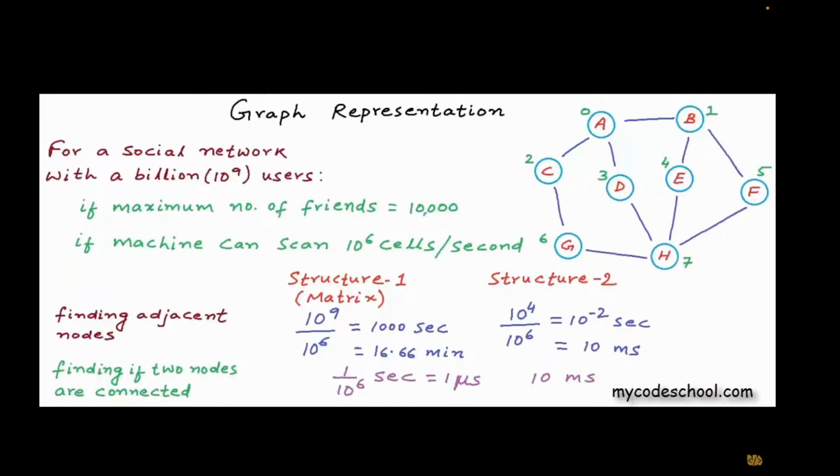So now, given this analysis, if you would have to design a social network, what structure would you choose? No brainer, isn't it? Machine cannot make a user wait for 16 minutes. Would you ever use such a system? Milliseconds is fine, but minutes, it's just too much.